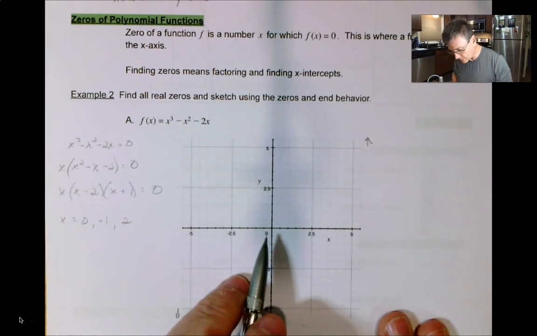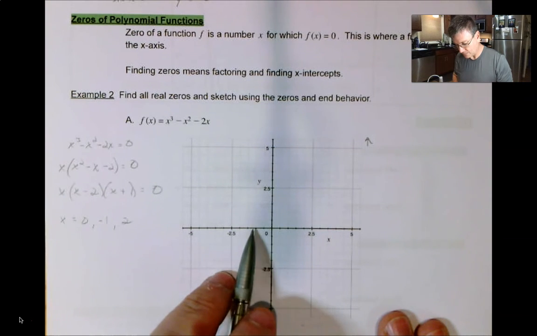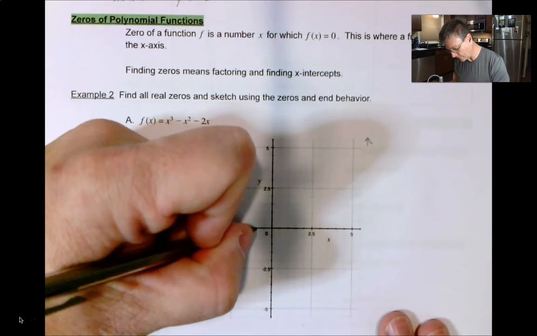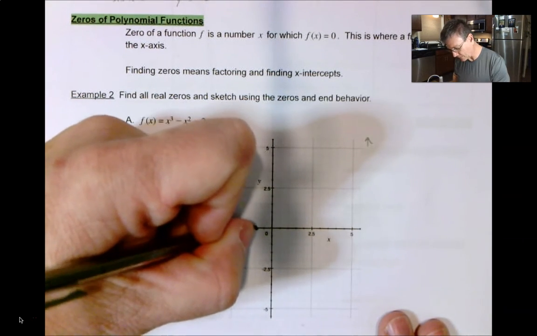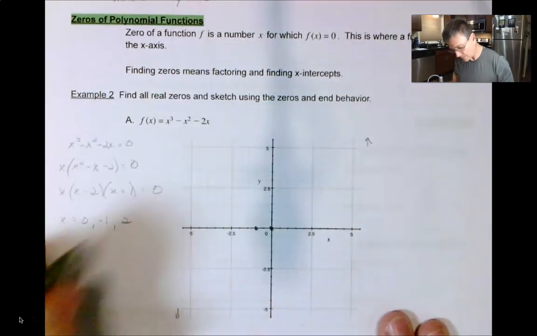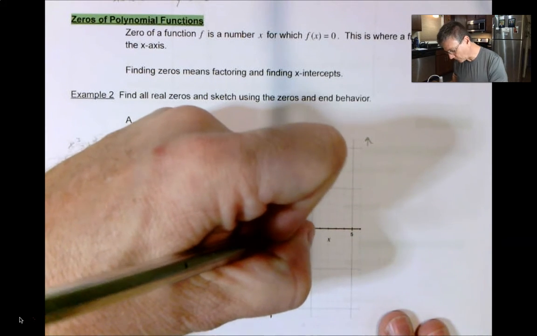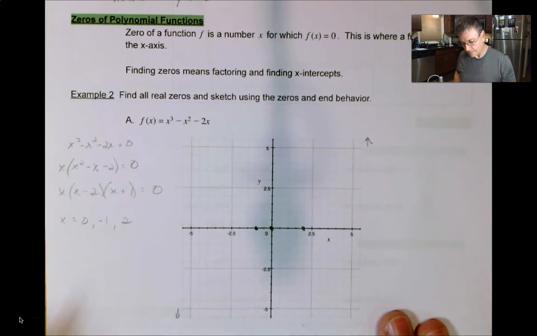So let's see. That's 2.5. That's 2. I think this is 1 here. So here's the negative 1. Here's 0. And here's 2. Okay. I know it's got an end going down.